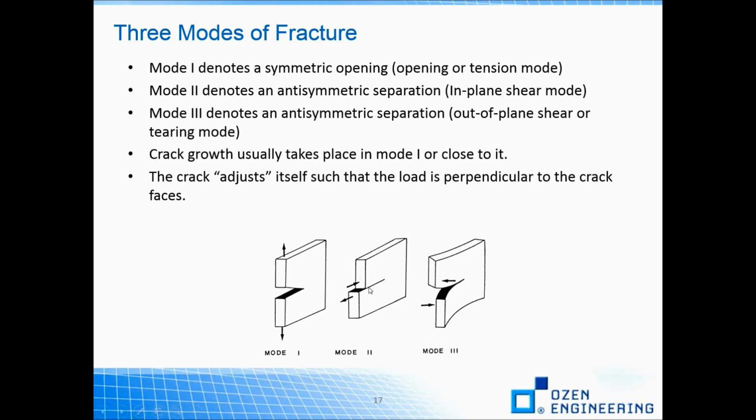Mode 2 denotes an anti-symmetric separation. The relative tangential displacements between corresponding pairs being normal to the crack front. It's also called the in-plane shear mode. And mode 3 denotes an anti-symmetric separation again, but this time the relative tangential displacement between the corresponding pairs being parallel to the crack front. It is also called the out-of-plane shear or tearing mode.